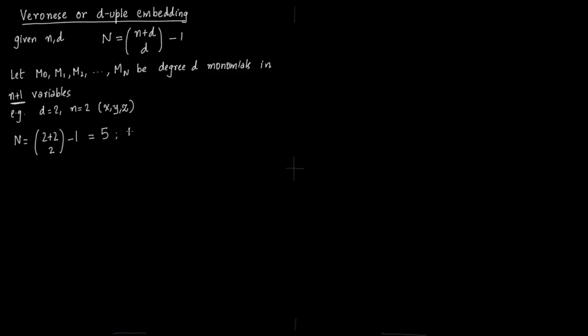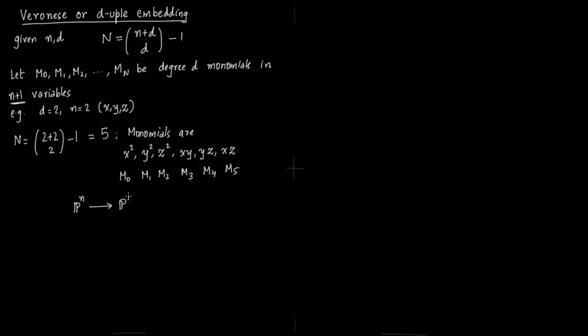So what are the corresponding monomials? So there are 6 monomials: x square, y square, z square, xy, yz, xz. So 6 monomials are m0, m1, m2, m3, m4 and m5. Notice that 5 is equal to capital N here.